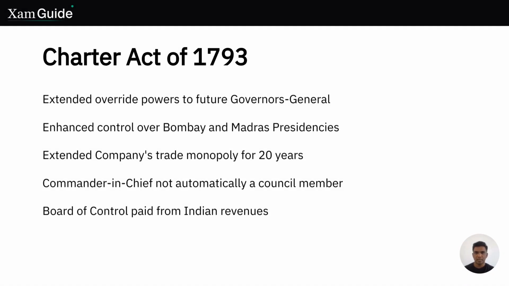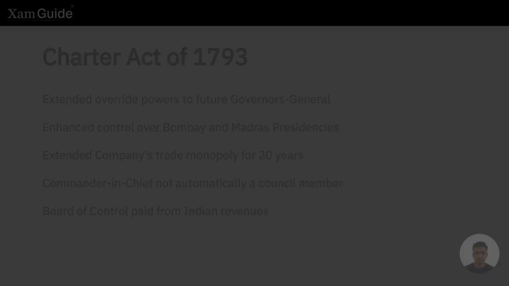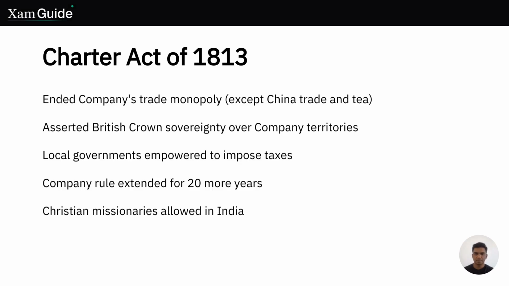During John Shaw's time as Governor General, they extended those override powers that were granted to Cornwallis to future Governors General and Presidency Governors as well. The Governor General's control over Bombay and Madras presidencies was enhanced. They also extended the company's trade monopoly for 20 more years. They specified that the Commander-in-Chief wouldn't automatically be a council member and mandated payment for the Board of Control from Indian revenues.